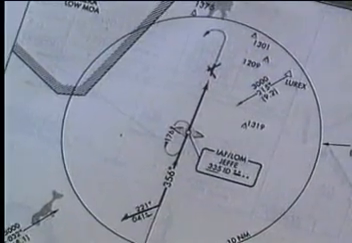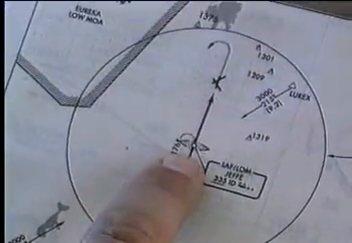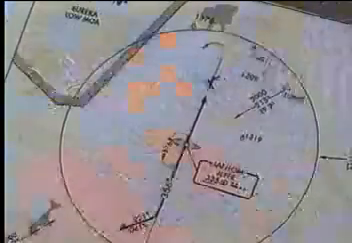So all you have to do is get yourself to the NDB and fly north. Or to be more precise, if you look at this approach chart, you can see that you actually need to fly a bearing of about 356 degrees from the station for about 5 miles. And lo and behold, you'll find the airport.